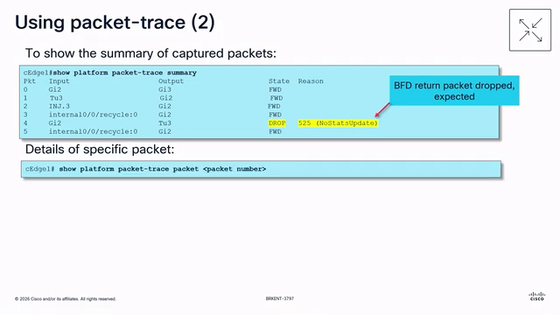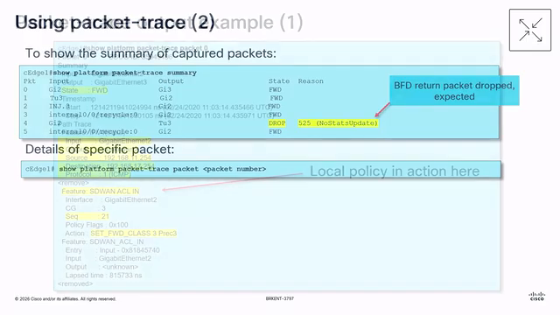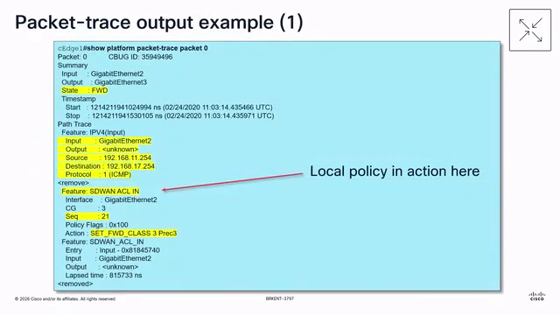Right? And for details of a specific packet, maybe we want to see inside of this packet, which source IP, destination, which features are applicable to it, you will use show platform packet-trace packet output. And this is an example of how it looks. Again, a bit cryptic, complicated, I admit it, but once you get used to it, it is a very powerful tool, very important tool, which will tell you exactly what happened with this traffic.